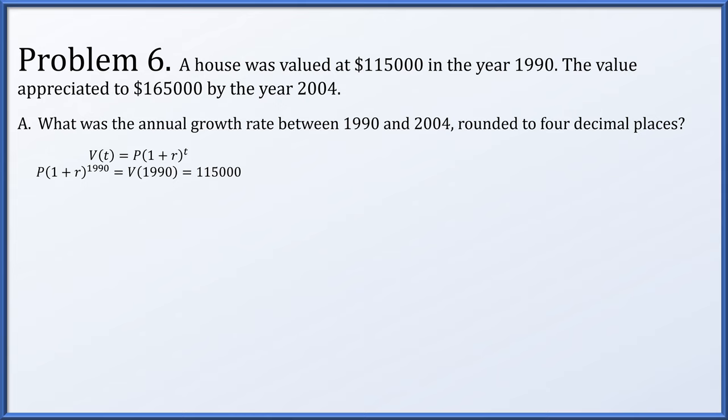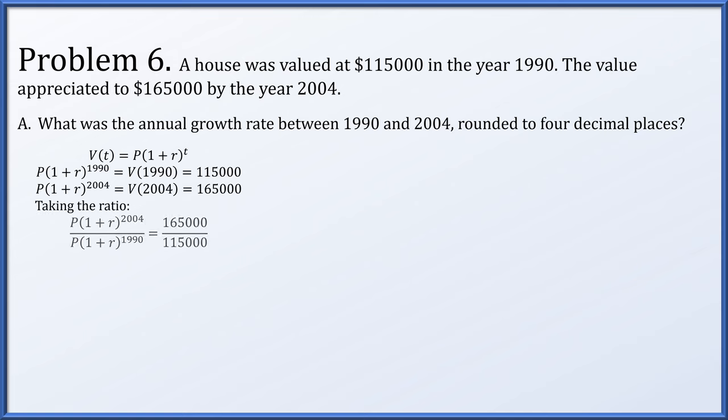Now, one could be clever about the formula we used, letting T not just be the year, but the number of years elapsed since a certain point in time, but we'll see that this isn't actually necessary. So we can simply say that T is the year, and we get that P times (1 plus R) to the 1990 power is 115,000. But using the value in the year 2004, we get P times (1 plus R) to the 2004 is $165,000. And we can take the ratio of these two statements.